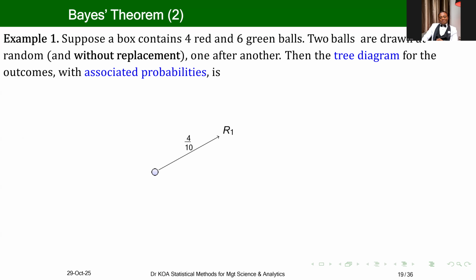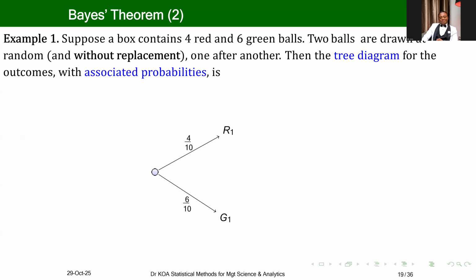Because there are 10 balls, 4 red and 6 green. And that will be represented as what? Technically it's written as the probability of G1, P of G1. Okay, good.